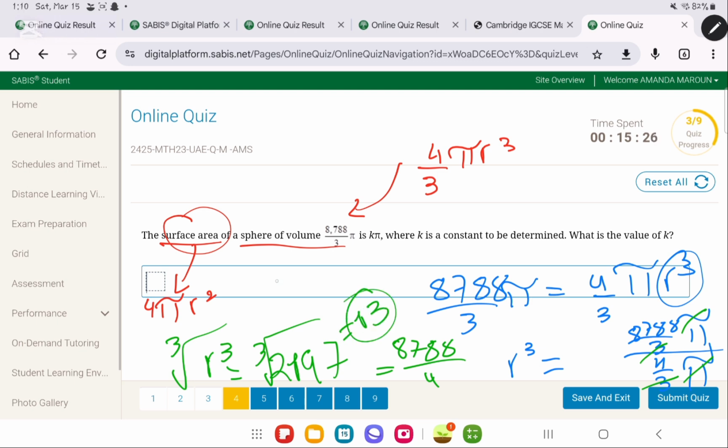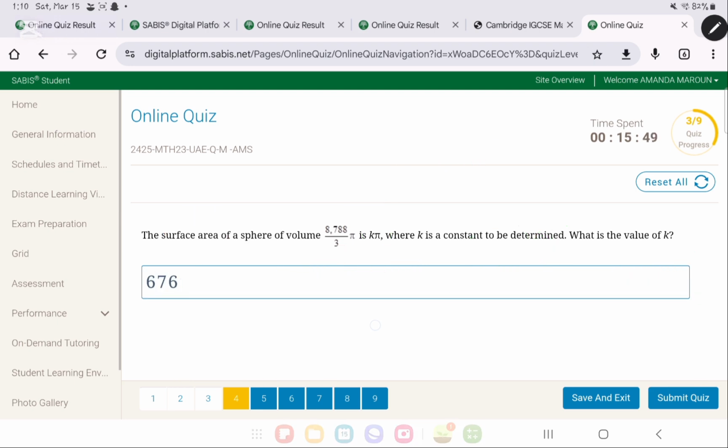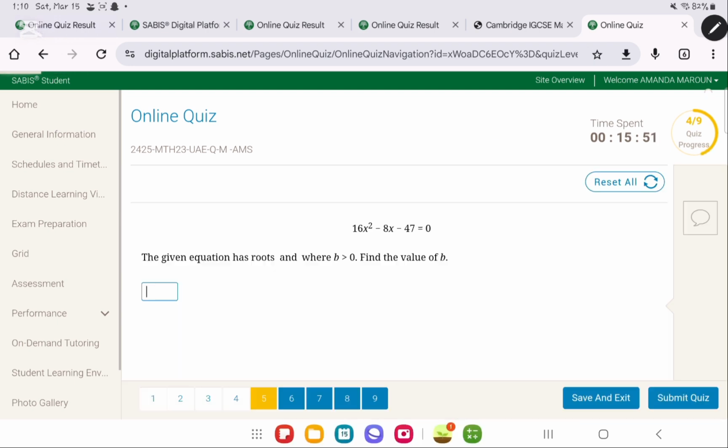Very simply, to find the surface area, we will substitute it over here. So it becomes 4 times pi times 13 squared. So put it on the calculator. You will get an answer of 676 pi. There is no need to put pi because they already gave it to us as k pi. So only put 676. We move on to question number 5.